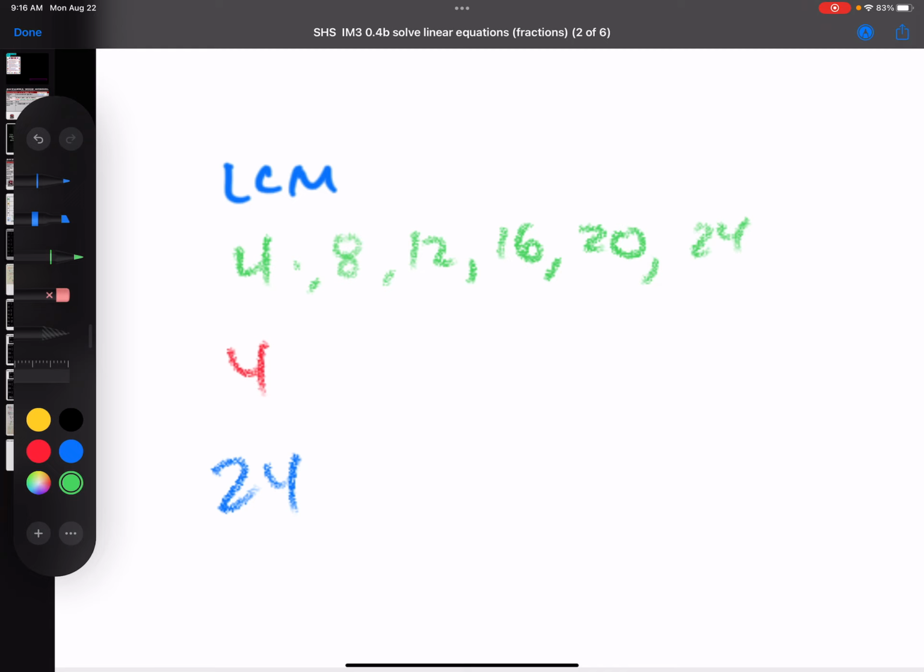Okay, do the same thing for the red. Count by 4s. Ready, set, go. 4, 8. Come on.